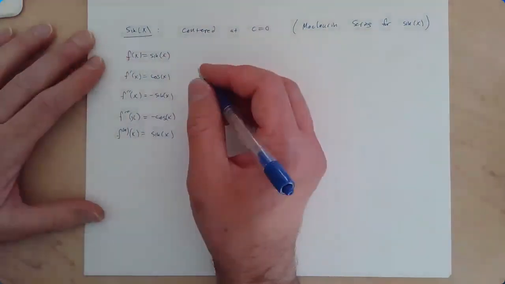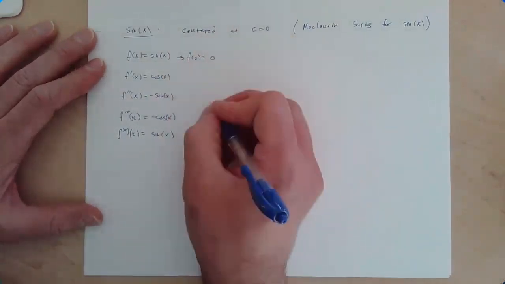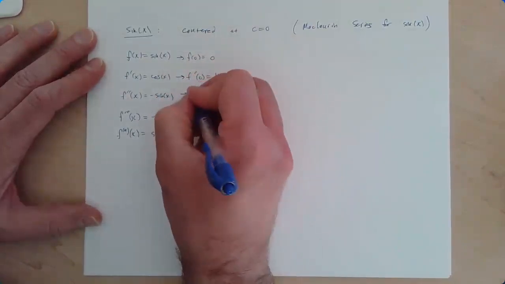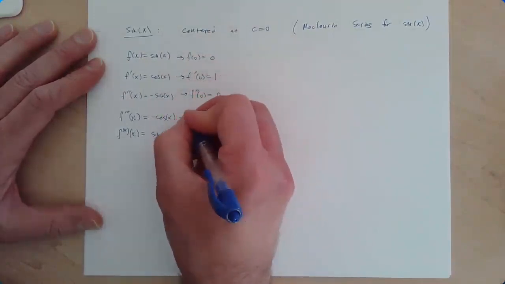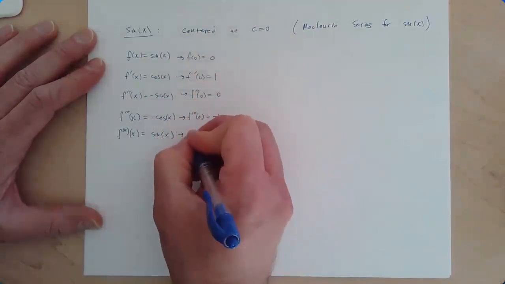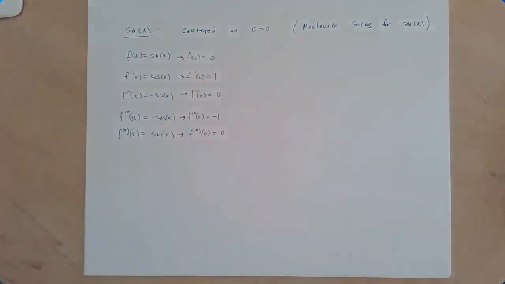So if I'm plugging in 0, f of 0 is going to be sine of 0, which is 0. F prime of 0 is cosine of 0, which is 1. F double prime of 0 is negative sine of 0, which is 0. F triple prime of 0 is going to be negative cosine of 0, which is negative 1. Finally, the fourth derivative, we're back to where we started. That's also going to be 0. So then the pattern keeps going: 0, 1, 0, negative 1, 0, 1, 0. Okay, so here's our pattern.